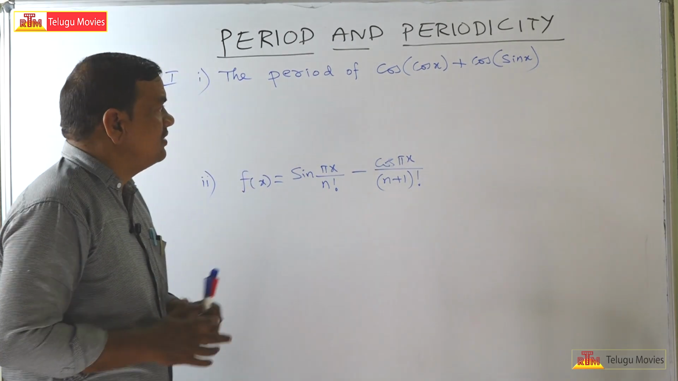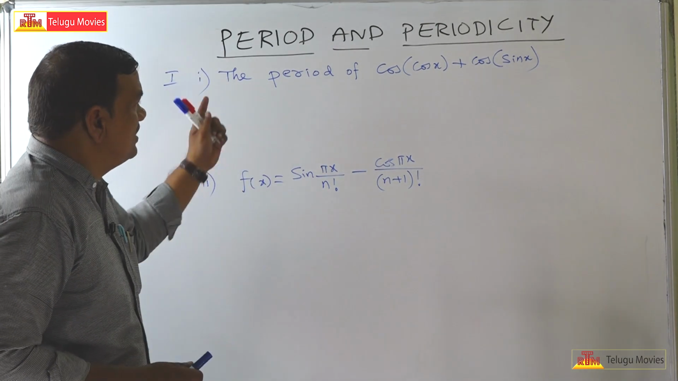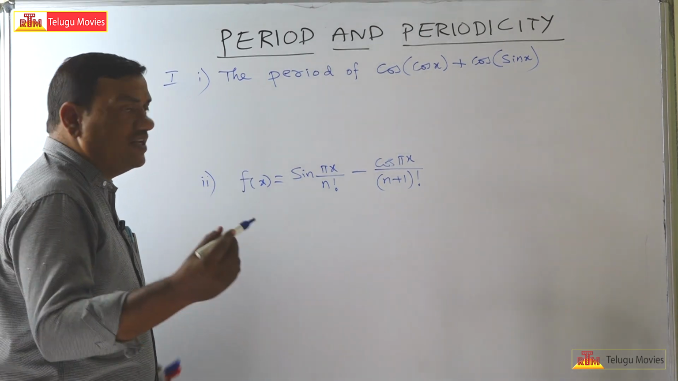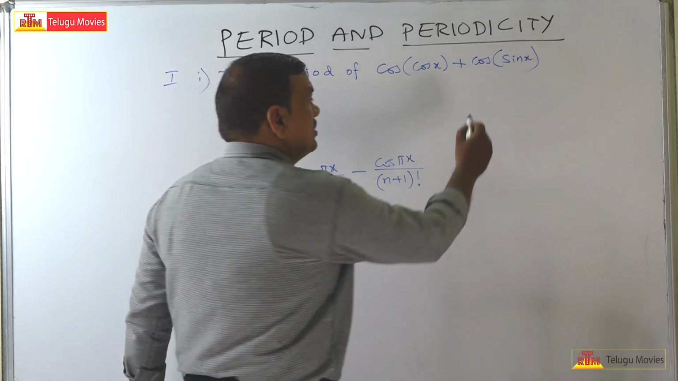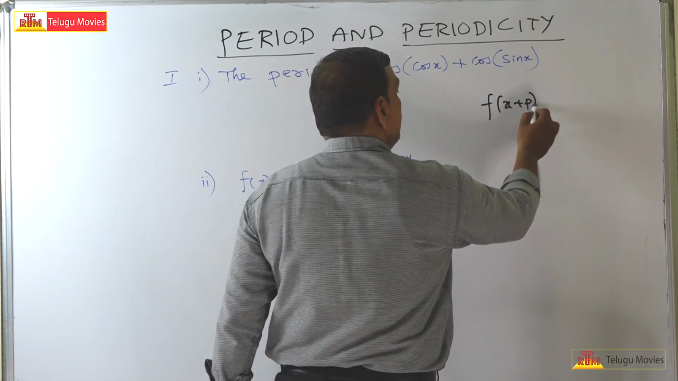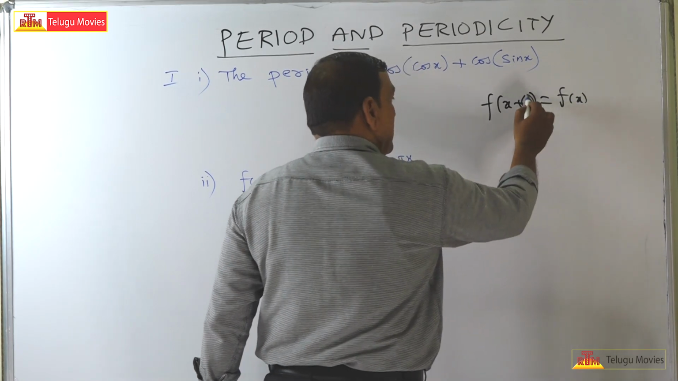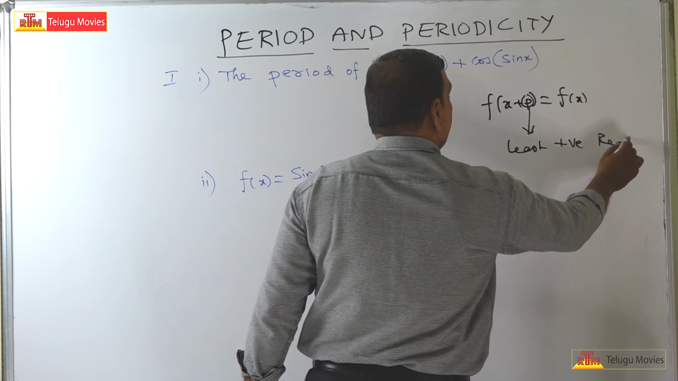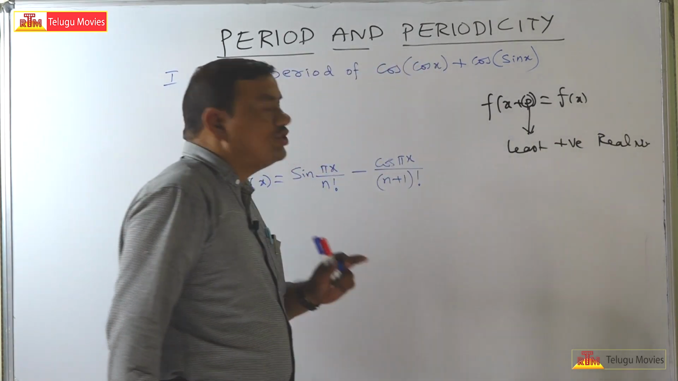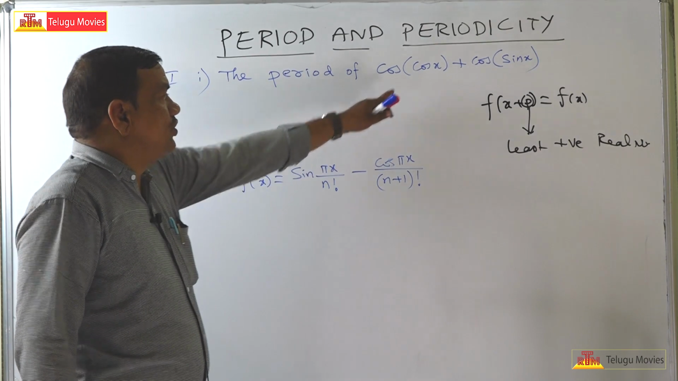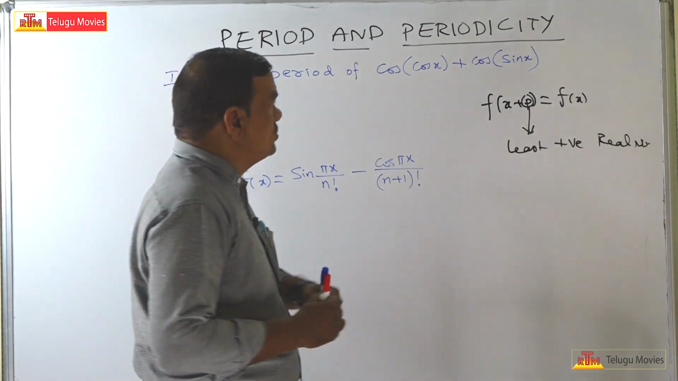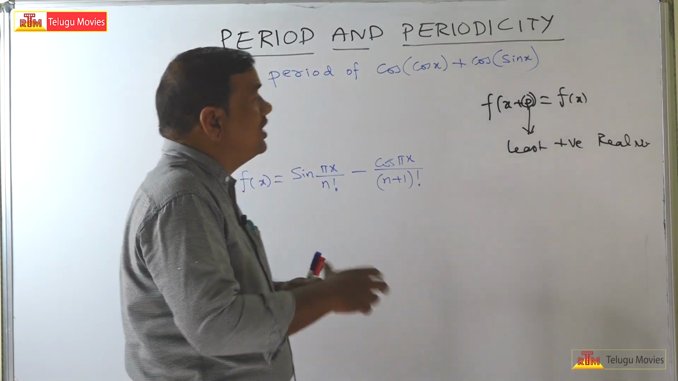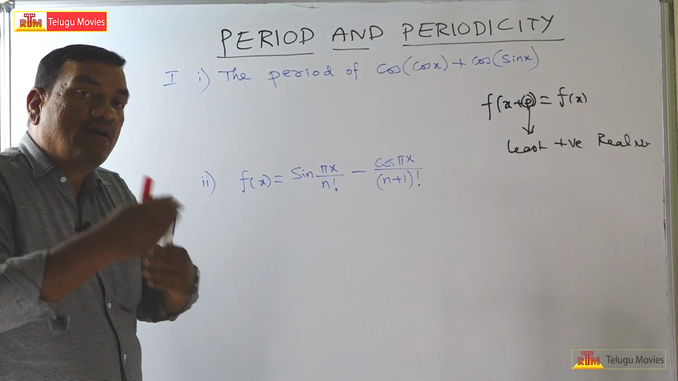Now in the first problem, it is given: find the period of cos x plus cos of sin x. What is the definition of the period of a function? If f of x plus p is equal to f of x, here p is the least positive real number. You have to take the least positive real number. So here, what value do you have to substitute in place of x so that the function will remain the same?